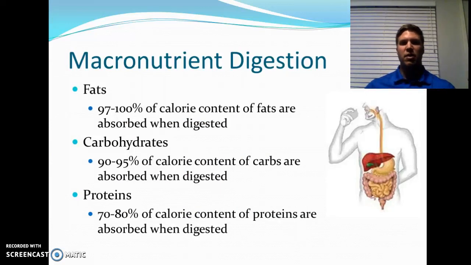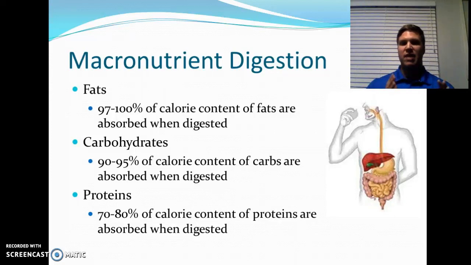So when we're talking about macronutrient digestion, we're referring to, of course, fats, carbs, and proteins, but how we actually digest and process them varies at different rates. With fats, 97 to 100% of the calorie content found in fats is actually absorbed. So we don't really lose a whole lot as a result of digestion. Carbohydrates, we absorb 90 to 95% of the calorie content, so we lose about 5 to 10% of the calories as a result of digestion. And then proteins, we actually absorb 70 to 80% of the calorie content of these macronutrients, and so a significant portion is lost due to digestion.